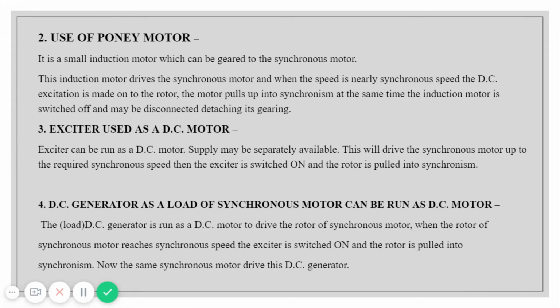So in all the methods, you can understand there is some mechanism which runs the motor and brings the motor into synchronism by some means, and once the motor reaches the synchronous speed, the exciter is switched on and the rotor is pulled into synchronism.